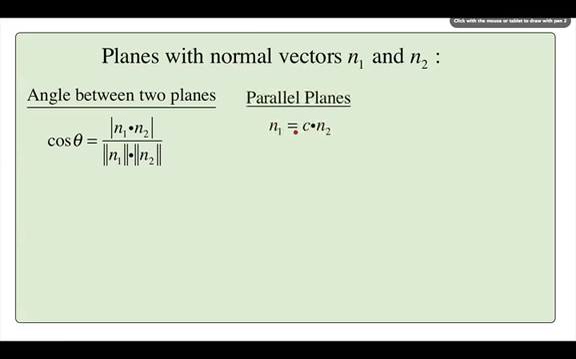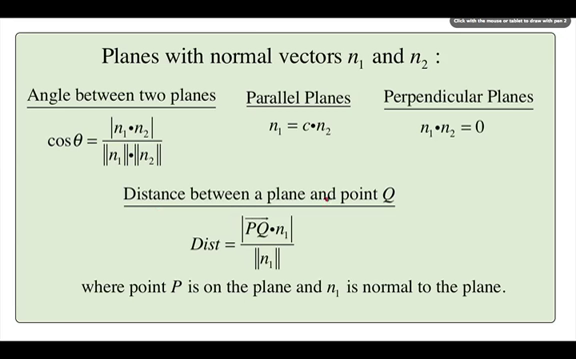Parallel planes, so you're looking at the normal vectors, and if this happens, there's a scalar that makes them both equal, they're parallel. Perpendicular planes work with the normal vectors, and if the dot product is equal to 0, they're perpendicular.